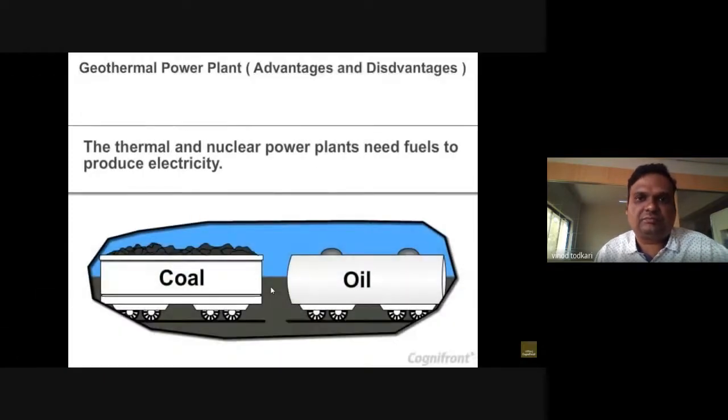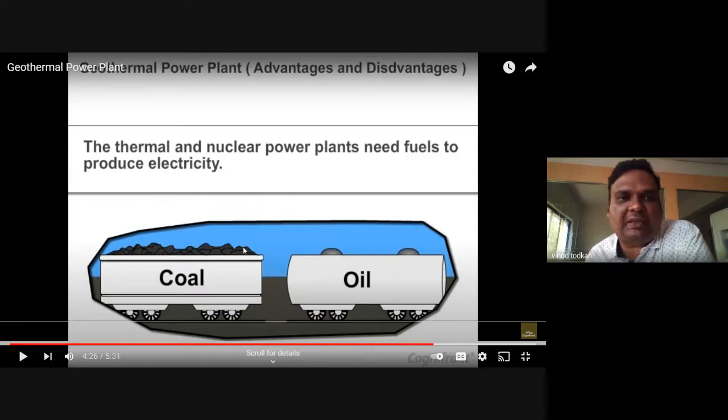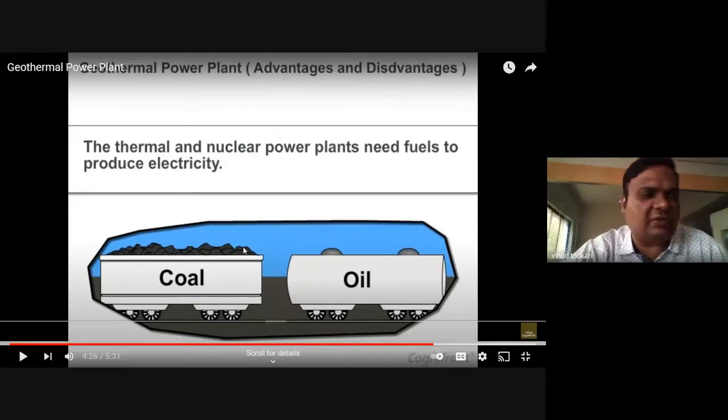Thermal and nuclear power plants need fuel to produce electricity. Now let us discuss advantages and disadvantages of geothermal power plant. If you talk about thermal power stations, right? Like our conventional thermal power station, what is the fuel required? Coal. It can be coal or oil, but generally we don't use oil, we use coal. Also, there are some locations where we use oil for combustion. But there are very few locations where we use oil-fired boilers. Generally, we use coal-fired boilers.